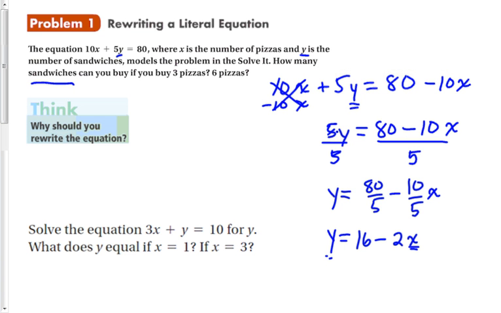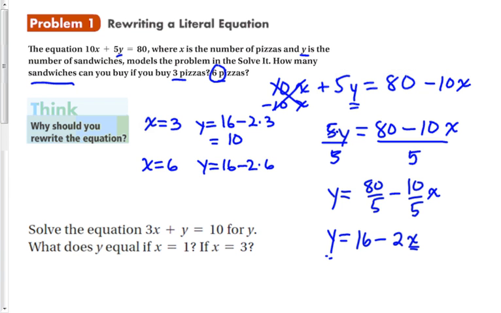So I'm going to substitute in my two values, 3 and 6, to get that answer. So if x equals 3, which is my pizzas, then y equals 16 minus 2 times 3, which is 16 minus 6, which is 10. So 3 pizzas, 10 sandwiches, and 6 pizzas: 16 minus 2 times 6 is equal to 16 minus 12, which is 4. So 6 pizzas and 4 sandwiches. All right.